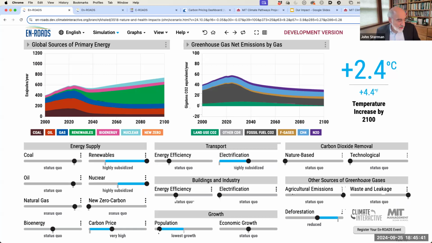I'll give you a hint. Actually, it's not a hint. I'll tell you what I think is the way to do this. And that is, you take every dollar, every shekel, every euro, and you give it back to the people in those countries as a carbon dividend or a carbon rebate. And this, in fact, is already being done.